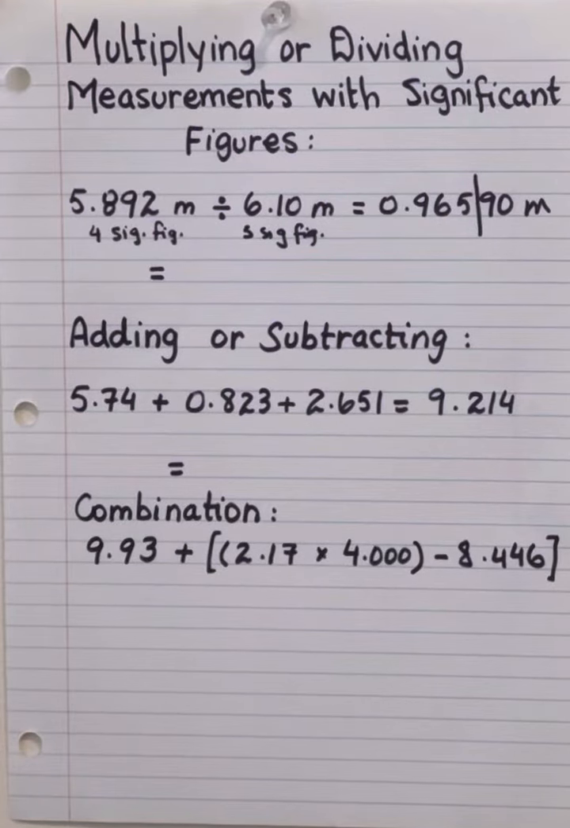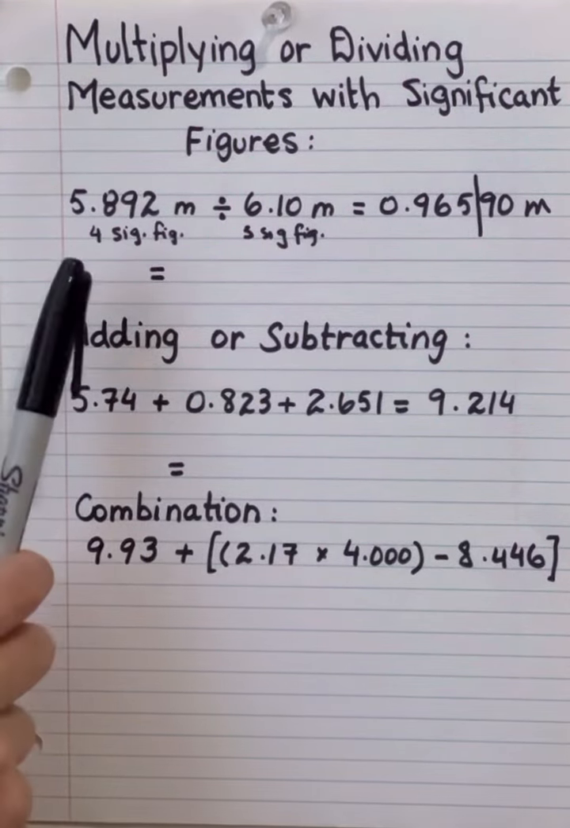In this video, we are going to learn how to multiply, divide, add, or subtract our measurements with significant figures. So when we multiply or divide a measurement, the result has the same number of significant figures as the measurement with the fewest number of significant figures.